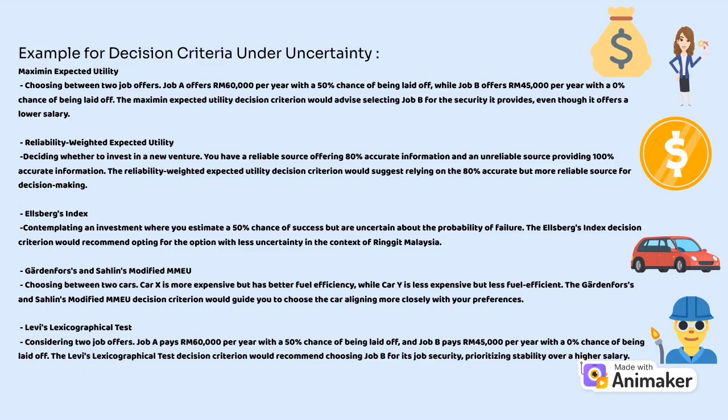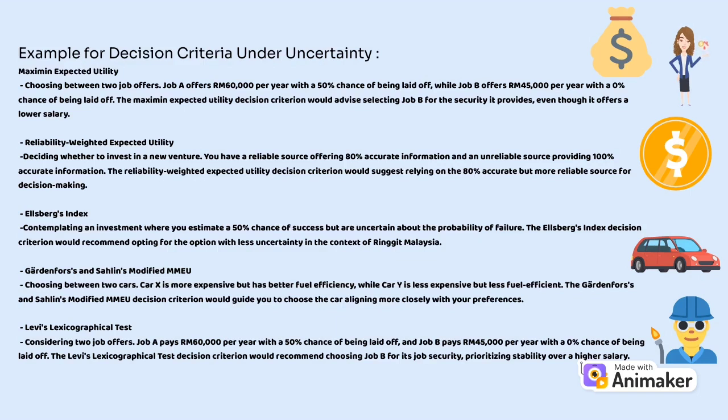2. Reliability weighted expected utility decision criterion. The example involves deciding whether to invest in a new venture. You have a reliable source offering 80% accurate information and an unreliable source providing 100% accurate information. The reliability weighted expected utility decision criterion would suggest relying on the 80% accurate but more reliable source for decision making. 3. Ellsberg's index. If you are contemplating an investment where you estimate a 50% chance of success but are uncertain about the probability of failure, Ellsberg's index decision criterion would recommend opting for the option with less uncertainty in the context of Ringgit Malaysia.